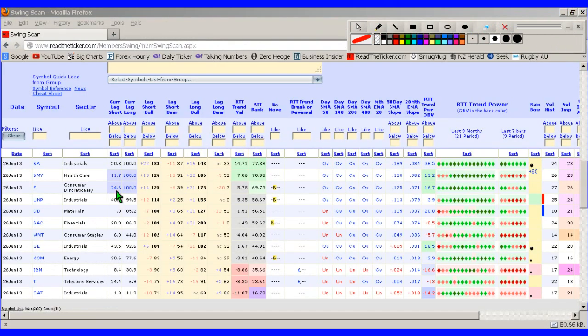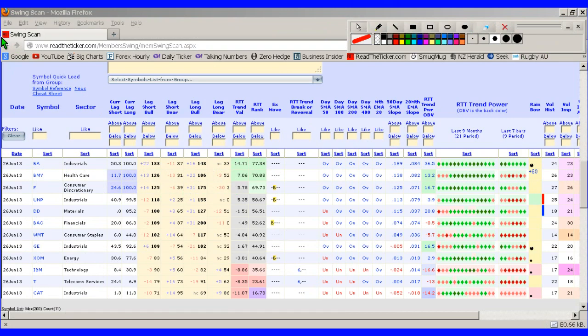Right. So the numbers are represented in here, and obviously Ford, BMY, and BA are trending very well because this is the lag short pulse. This is the blue line added up over the last 200 days. So it has 125 days out of 200 of the blue line above 70. Now, that's a quick summary of how we use the Laguerre in the swing scanner.